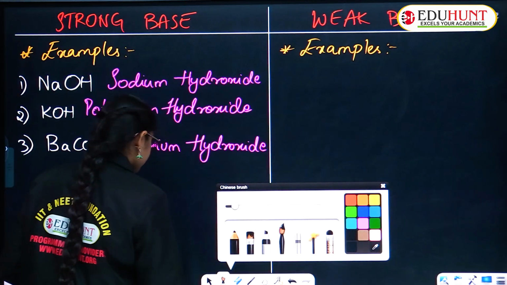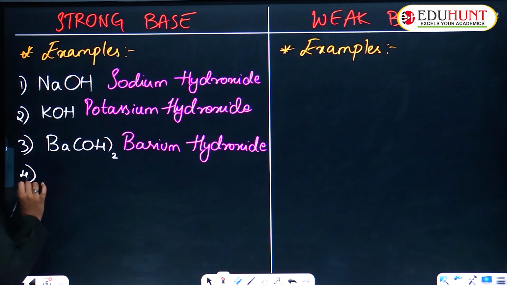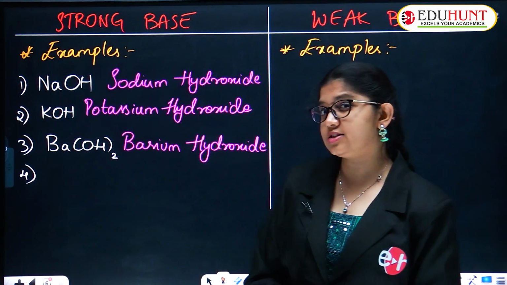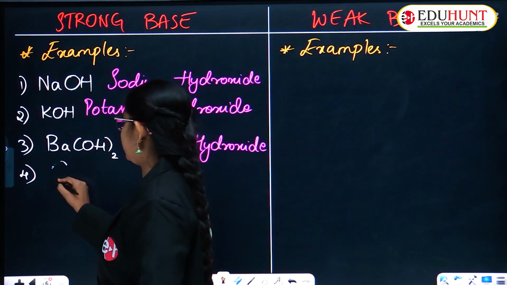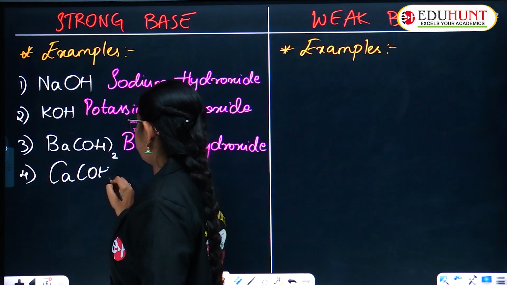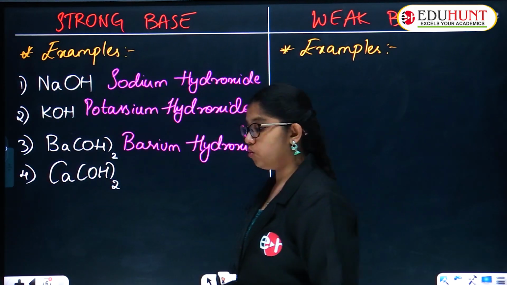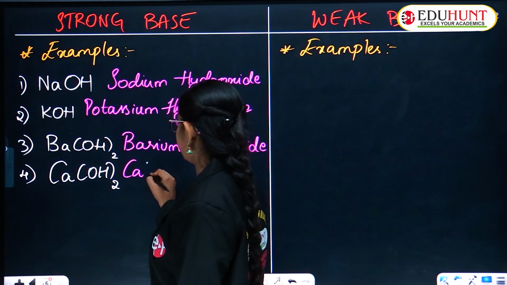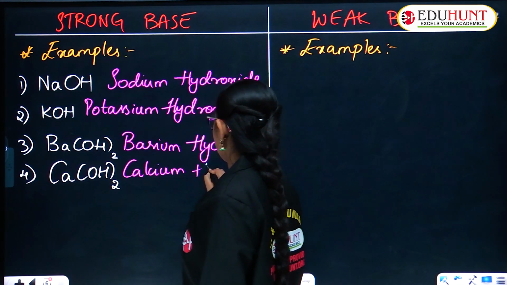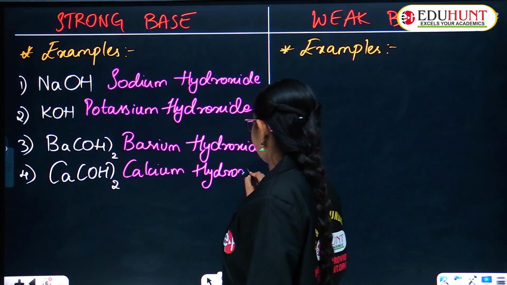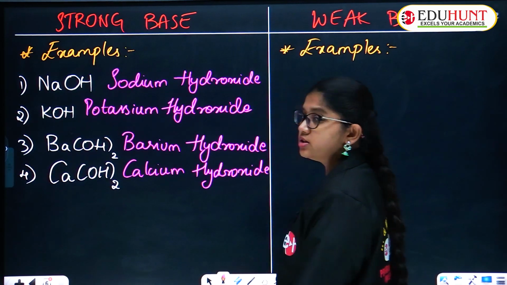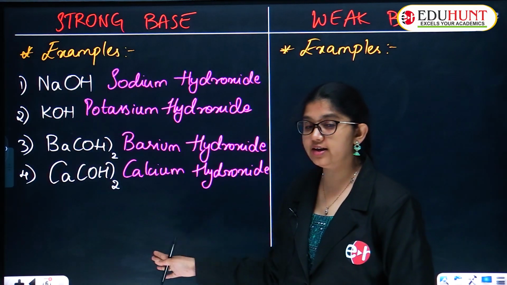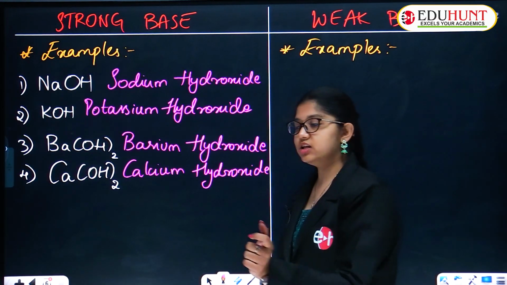Now, one more example for you. That is nothing but Ca(OH)2. What is Ca(OH)2? Come on, tell me. What is Ca(OH)2 named as? Calcium hydroxide. Calcium hydroxide. Children, many have doubt regarding this particular calcium hydroxide.